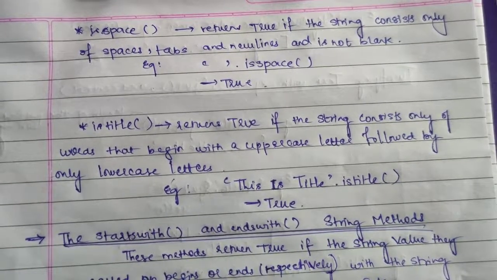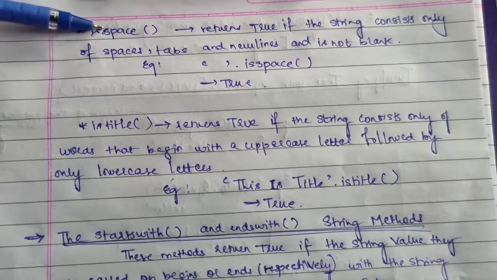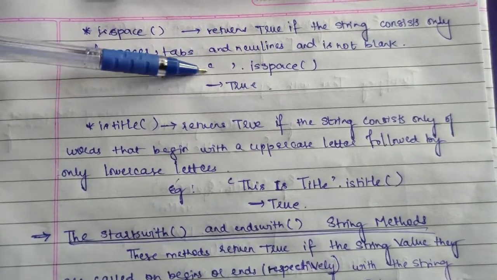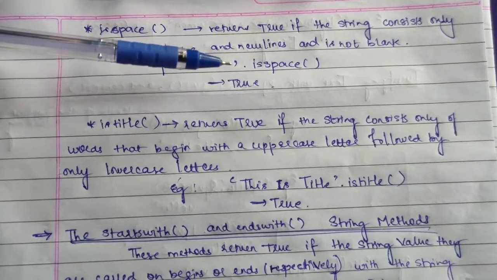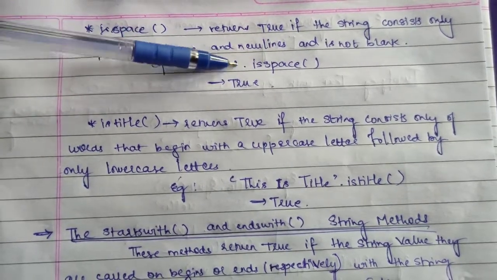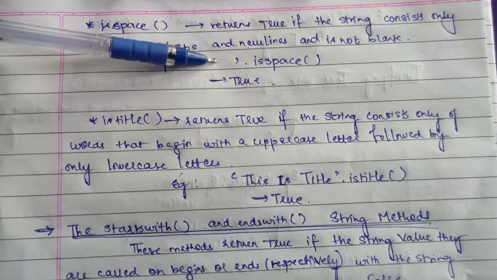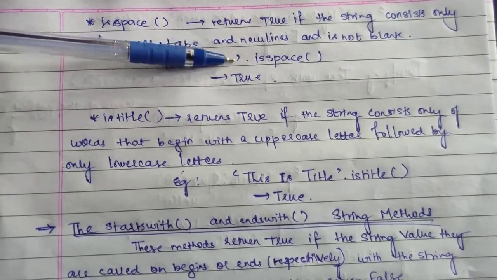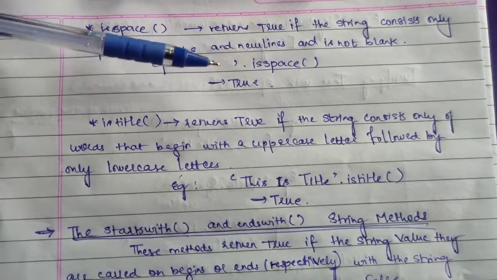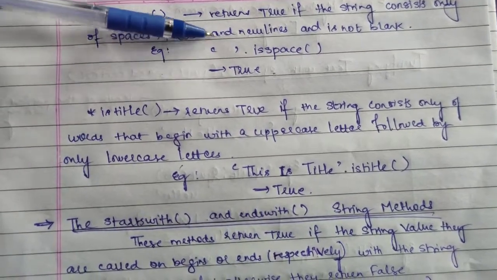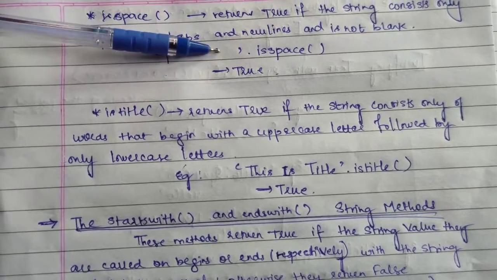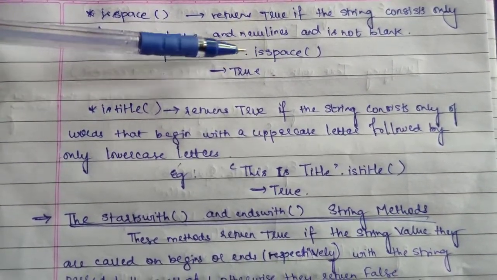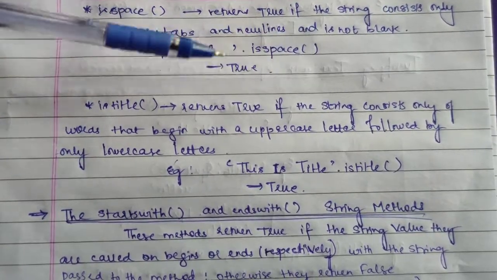So the next method we have is the isspace method. In this method, it will return true if the string consists of either a new line character, or a tab, or a number of spaces. It shouldn't be blank, since Python also takes the space to be a character. So it can be space, or a new line character, or a tab, which if associated with the isspace method, will return true.